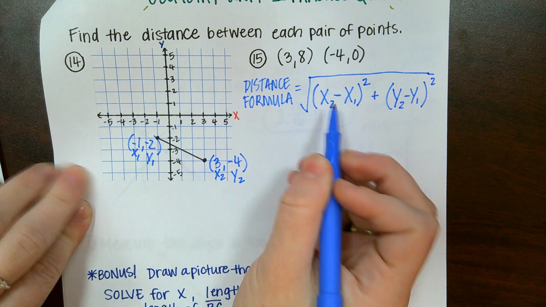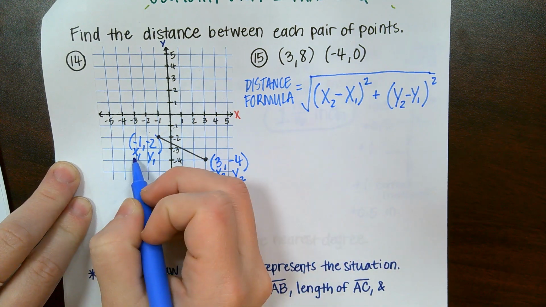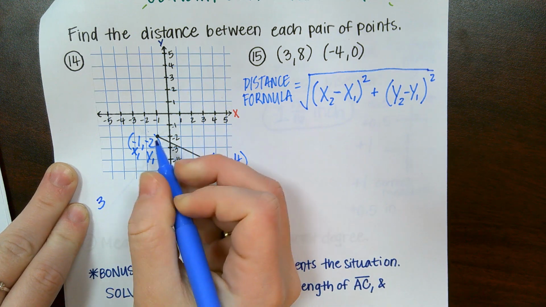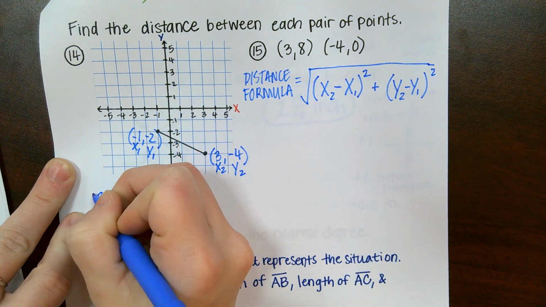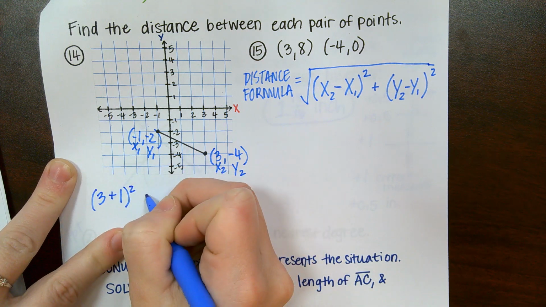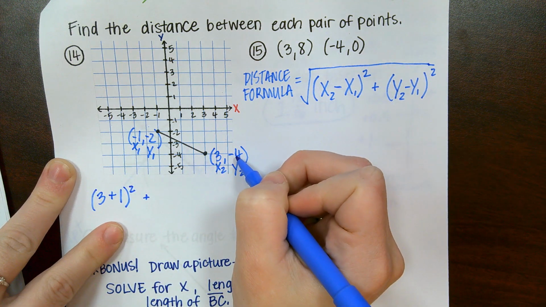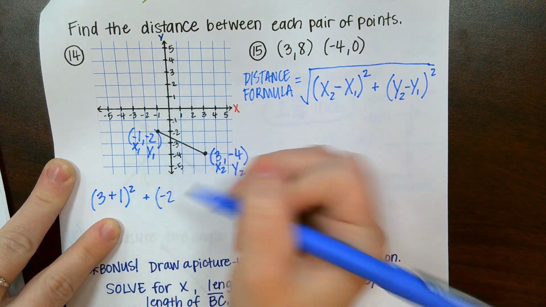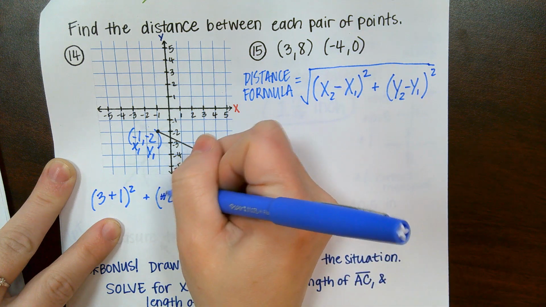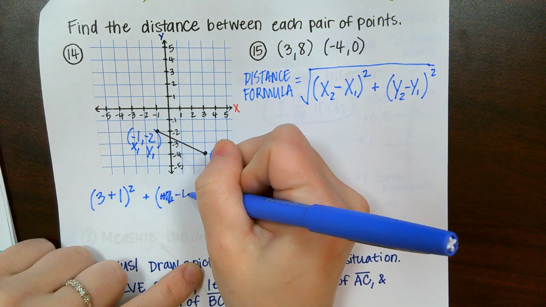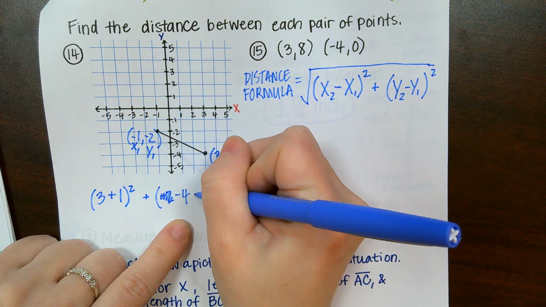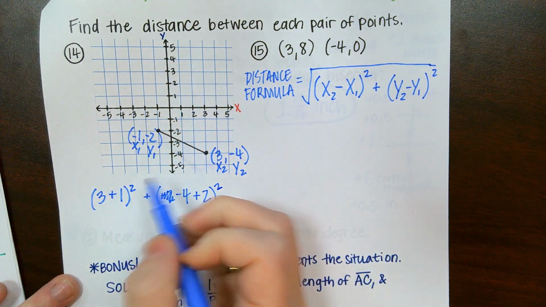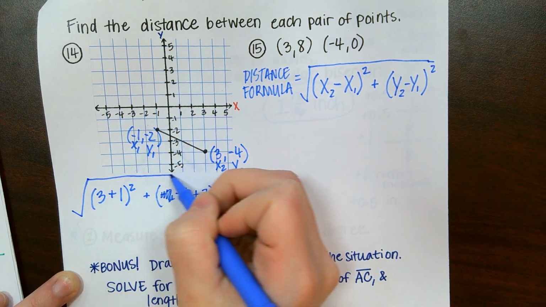So let's start with our x's. x2 is 3, x1 is negative 1. So 3 minus negative 1, that's the same thing as 3 plus 1. Then I've got negative 4 minus negative 2. Oh, I wrote it wrong. Sorry, guys. Negative 4 minus negative 2. Same thing as plus 2 here. And then all of that is going under a square root.